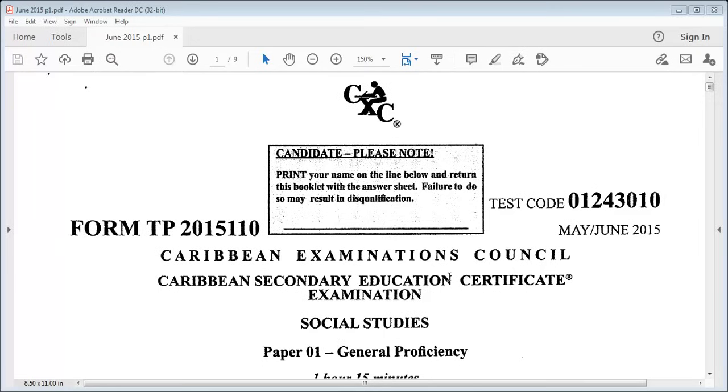Today we'll be doing the CSEC Social Studies, May-June 2015, Paper 1.